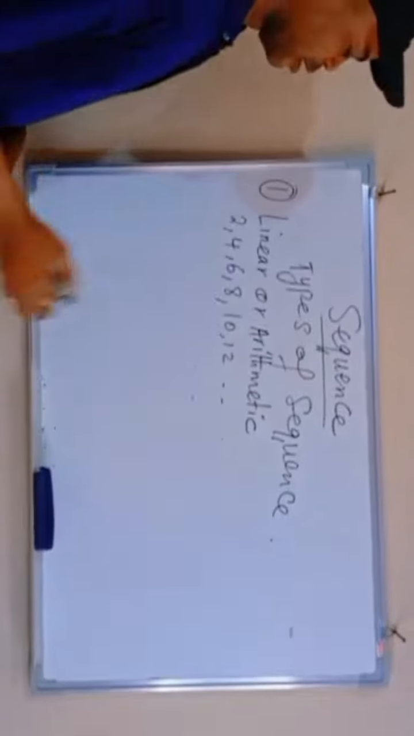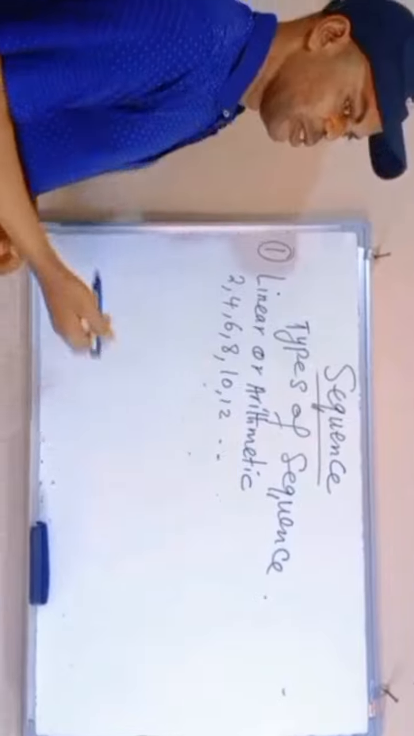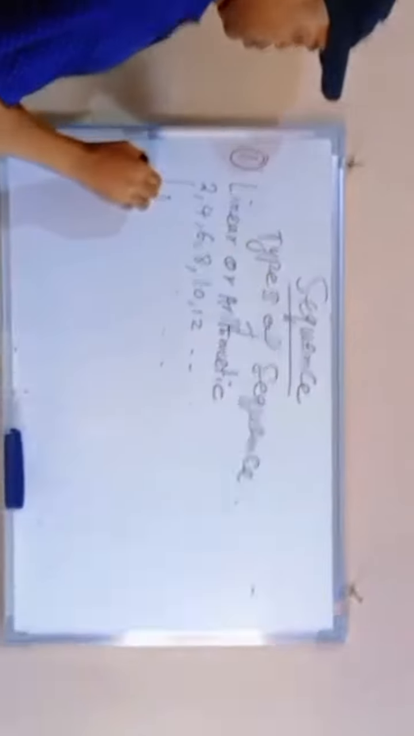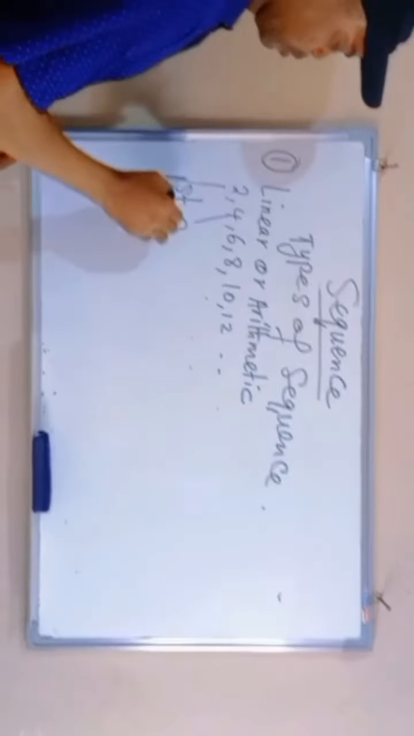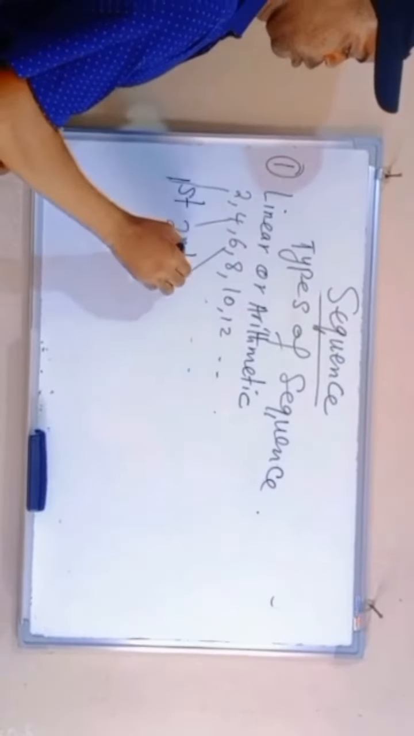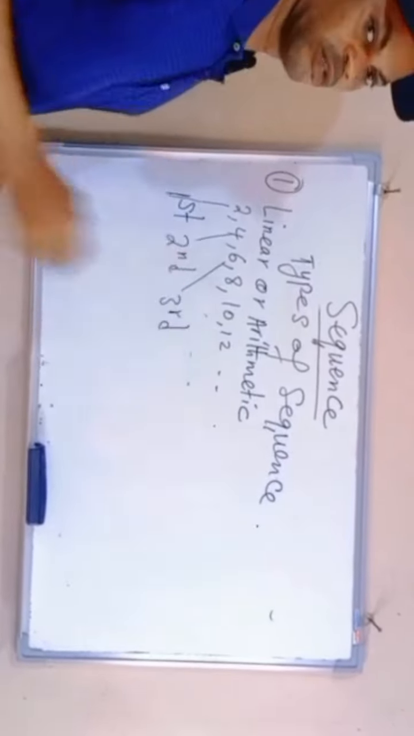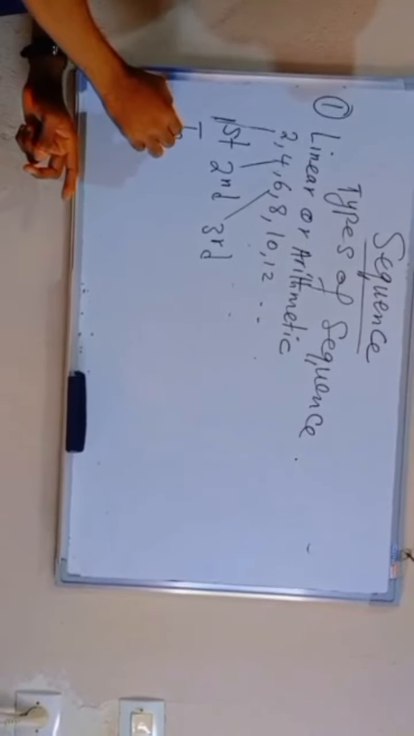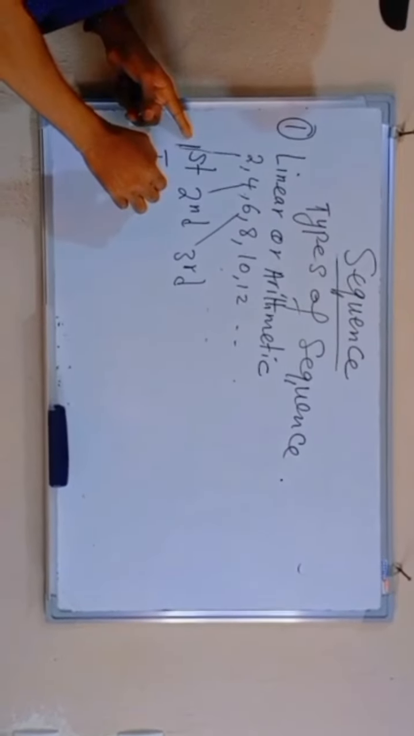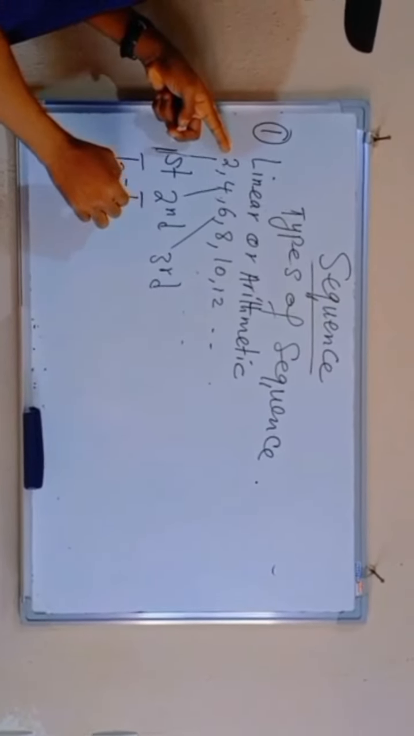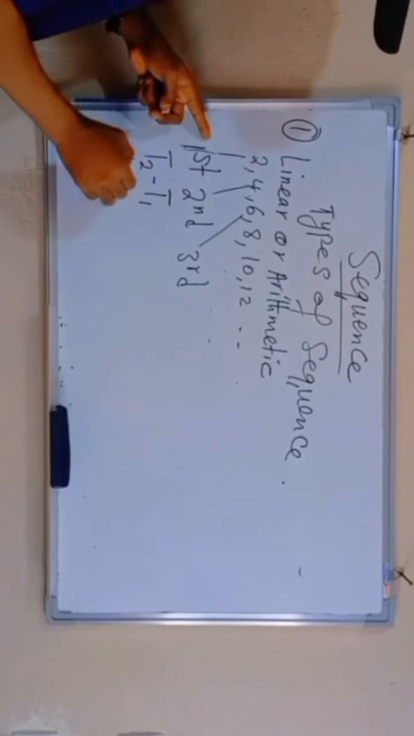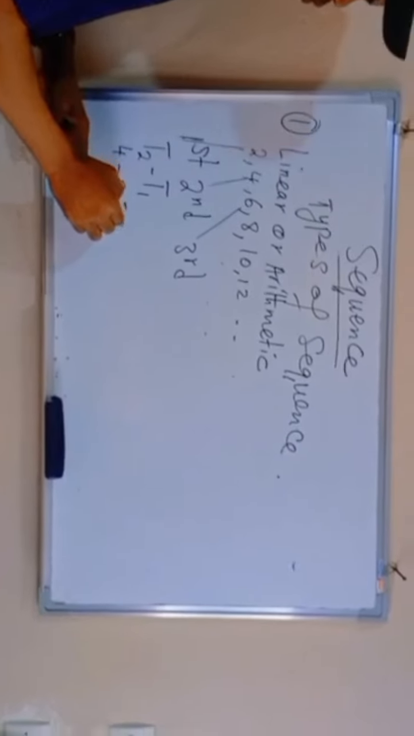For instance, like I said, every member of this is called a term. We can call this the first term, this the second term, this one the third term, so on and so forth. Now, the question is, what is the difference between this and this? We simply say the second term here minus the first term. So we say 4, which is the second term, minus 2. It will give us 2.